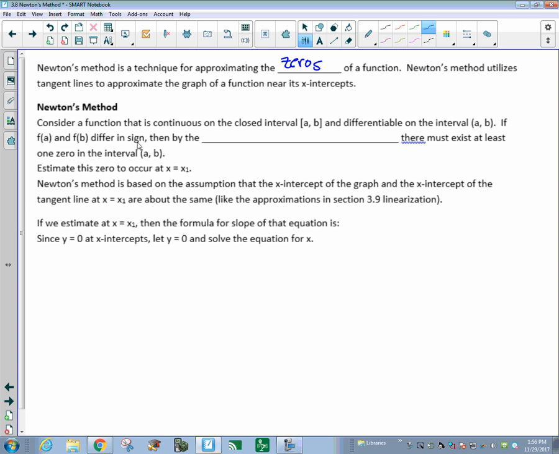Remember when we talked about finding zeros of functions? This beginning part should sound very familiar. If we have a function that is continuous on a closed interval and differentiable between a and b, and if f of a and f of b change signs, then this is the intermediate value theorem.